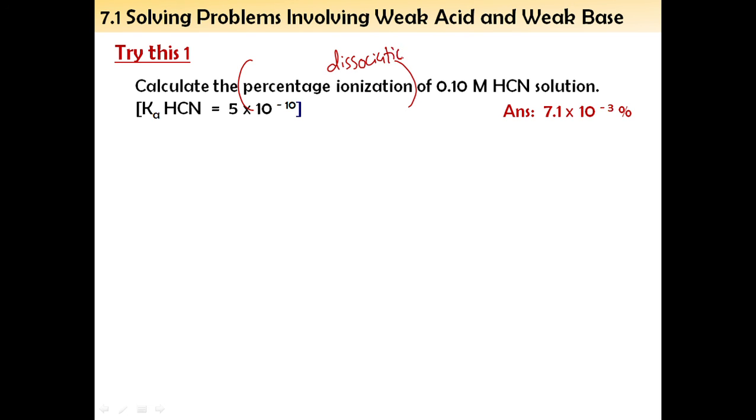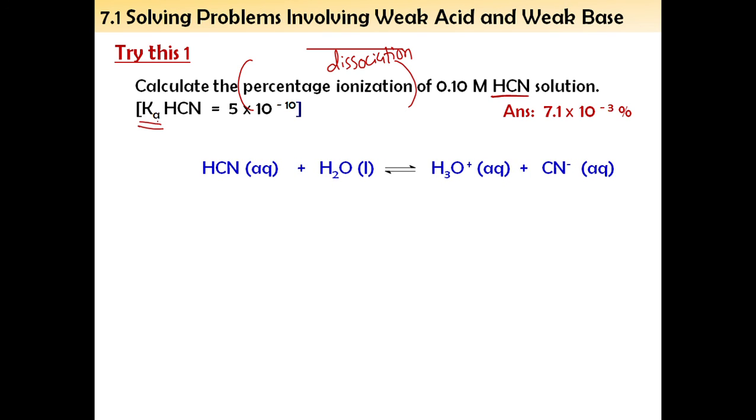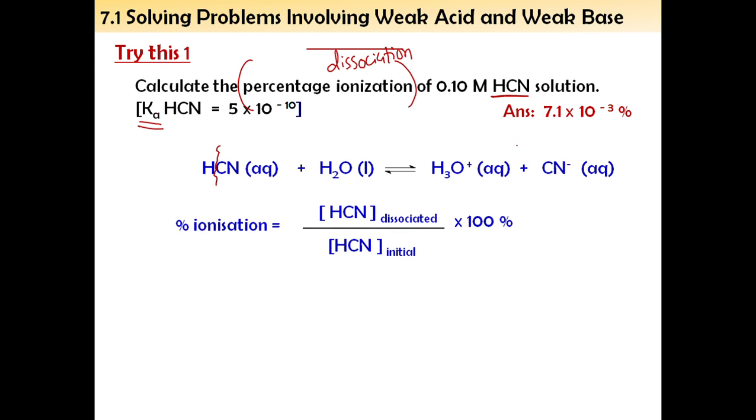Okay, jadi for HCN and you are given the Ka. Jadi, kita akan start dengan dia punya equation dulu. So, HCN dia akan donate H jadi H3O+. So, dapatlah CN minus. Okay. And kita akan construct ice table juga. But why we have to construct the ice table? Because this is the formula for percentage of ionization.